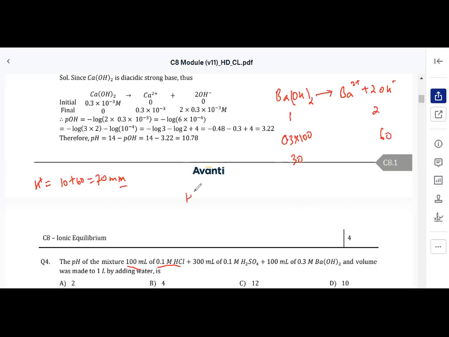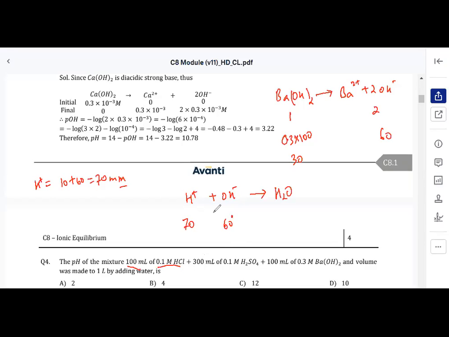So we have H plus, forget about everything else. H plus 70 millimoles, OH minus 60 millimoles. What will happen? They will neutralize each other and form H2O. Yes or no? Agree everyone? If you agree, raise your hand. Are you getting this concept? The H plus from strong acid will neutralize OH minus from strong base.